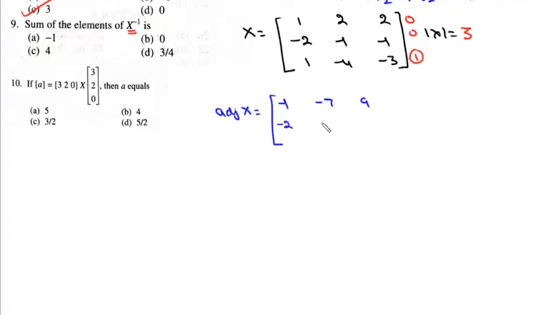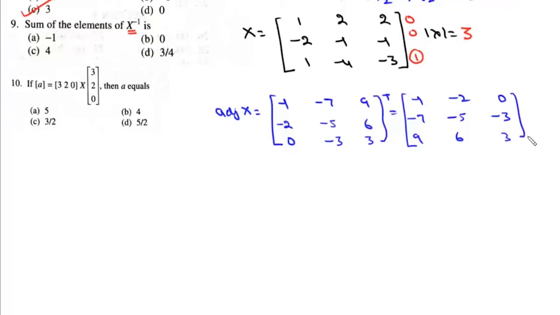minus 2, minus 5, 6 and 0, minus 3 and 3, and its transpose, which is minus 1, minus 2, 0, minus 7, minus 5, minus 3, and it'll be this 9, 6 and 3. Now x inverse is 1 upon determinant of x, which is 3, into adjoint of x.